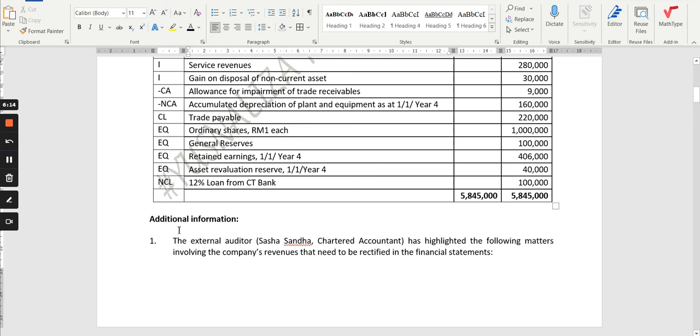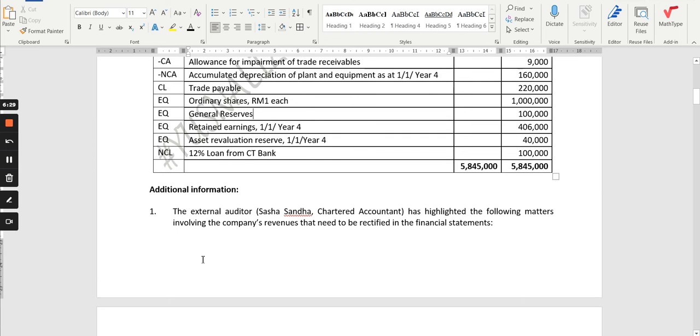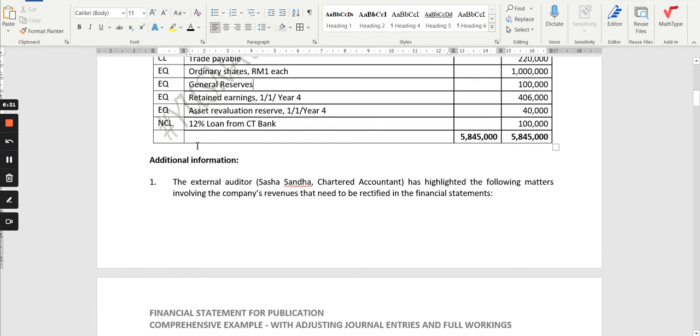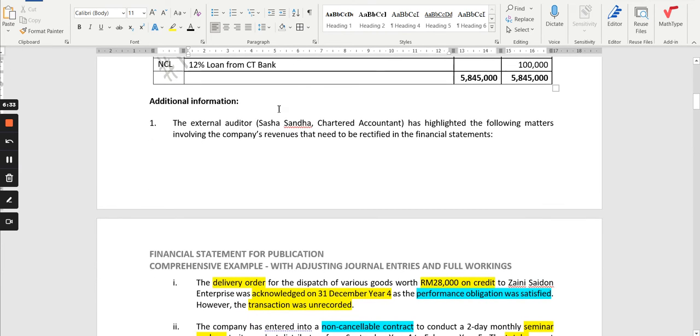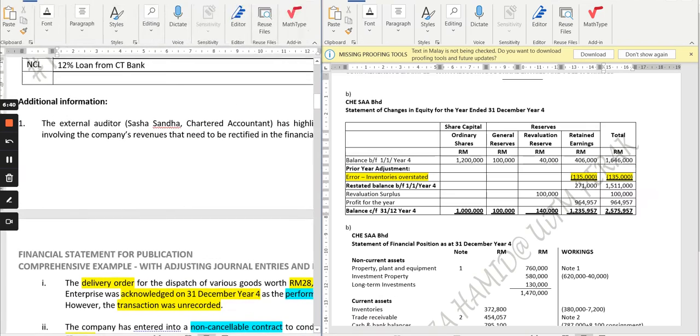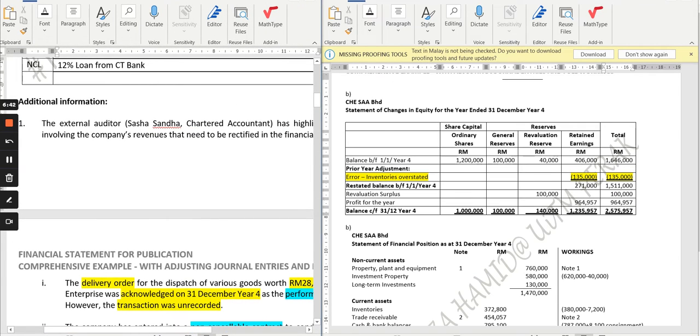Next, you have the additional information. And the additional information here is additional information that will be relating to the trial balance given. Okay, let's look at the additional information and we can straight away do the adjusting entries for that. Okay, let's do the first one.